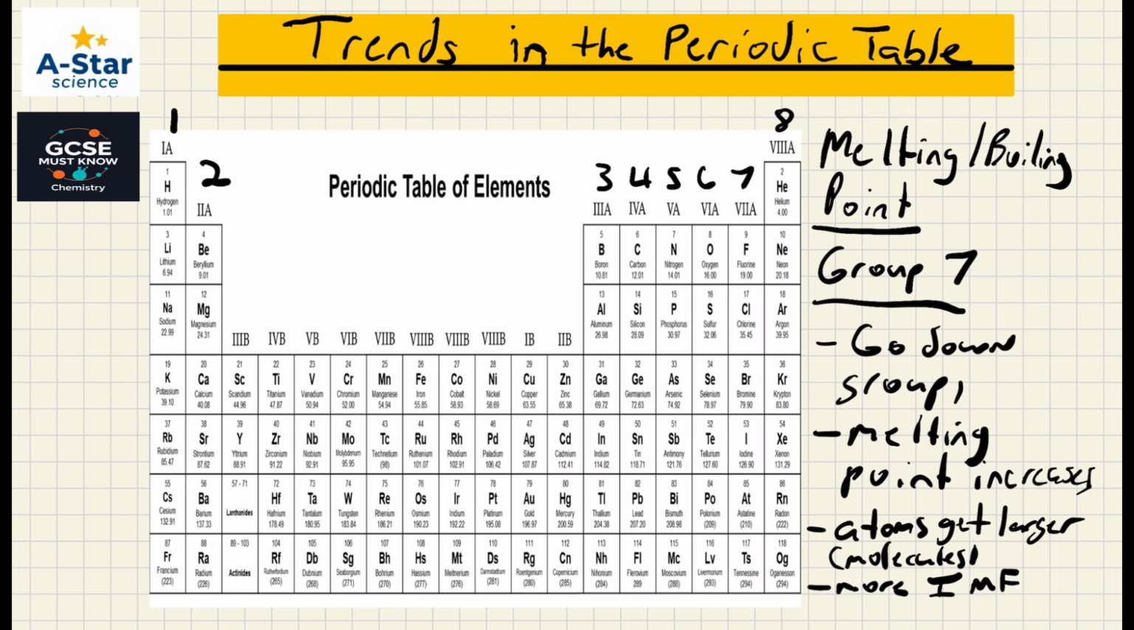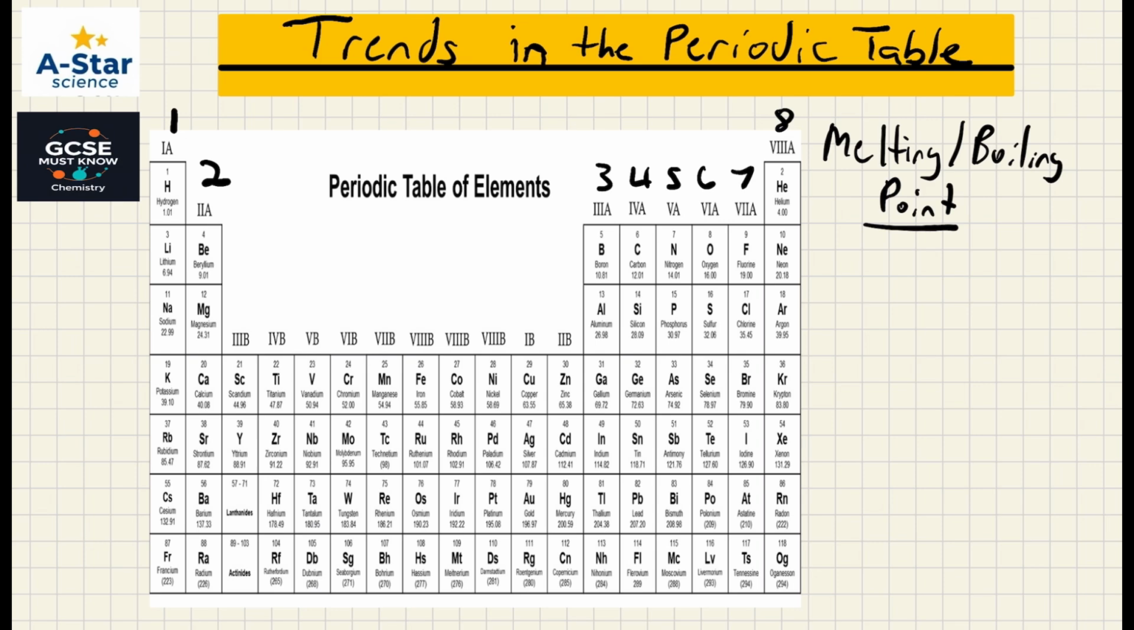In fact, you can see this because fluorine is a gas at room temperature, and so is chlorine as well. Whereas bromine tends to be a liquid, and iodine is a solid at room temperature. So as we see, as we go down group 7, the melting point increases. This is why at room temperature, the top 2 are gases, the middle one is a liquid, and the bottom one is a solid.